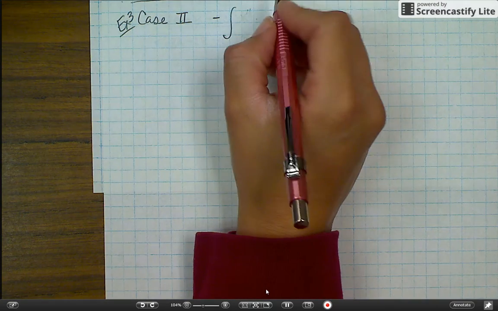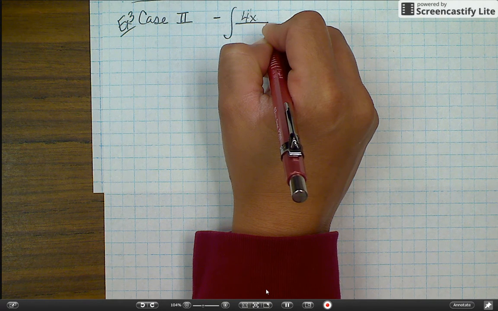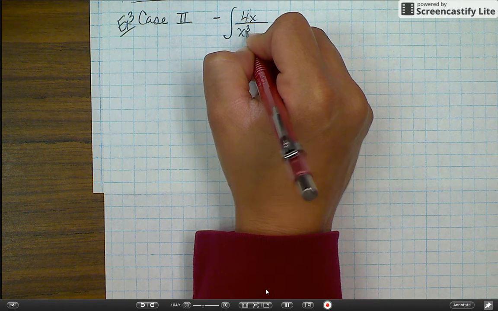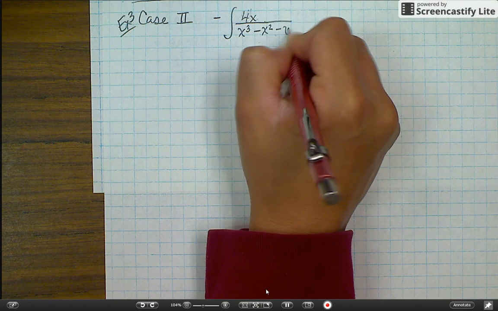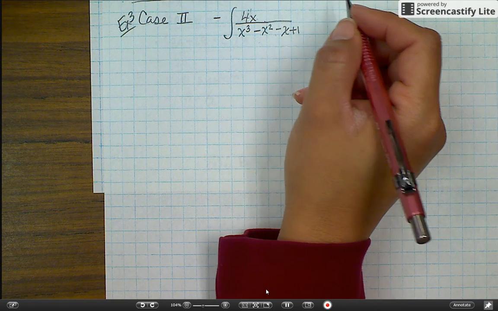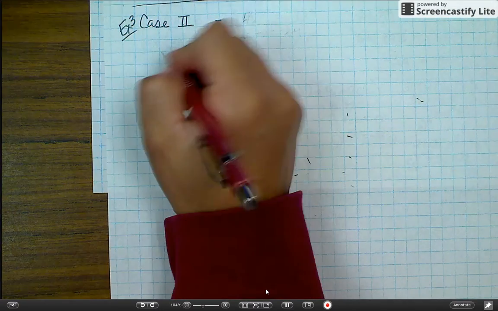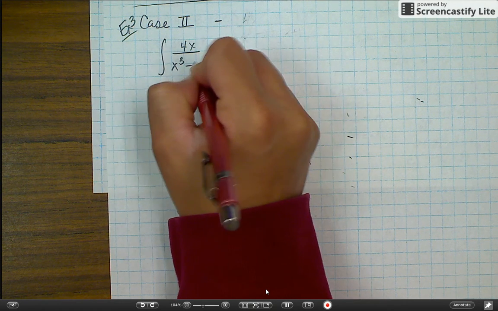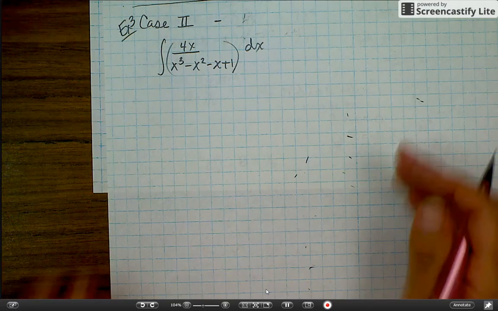Let's do the integral of 4x divided by x cubed minus x squared minus x plus 1 dx.